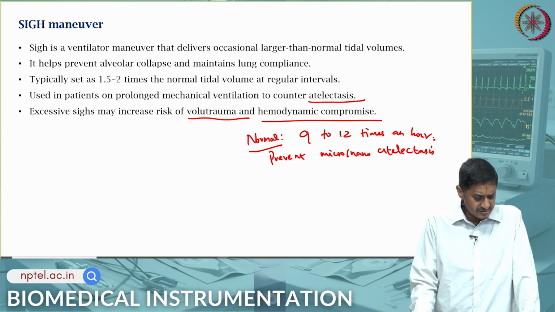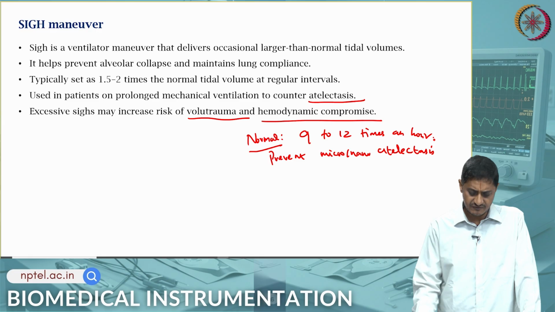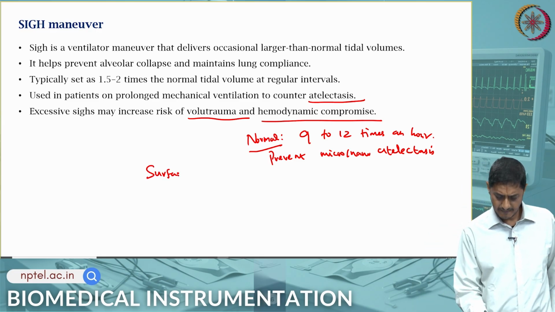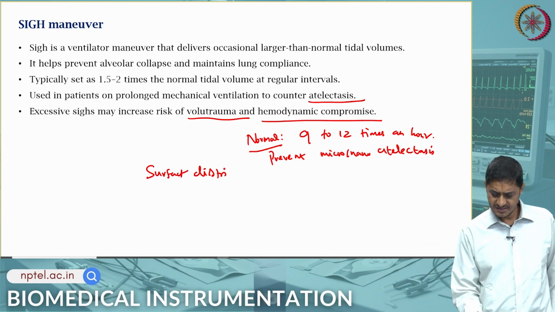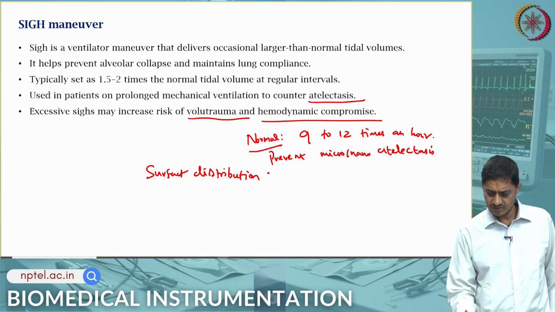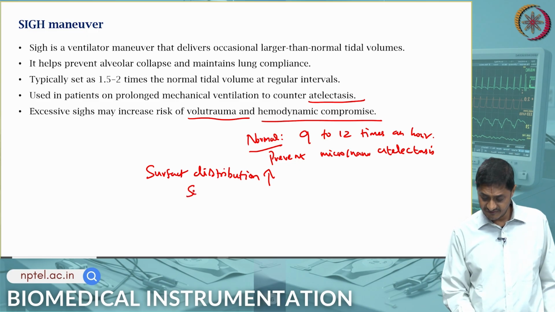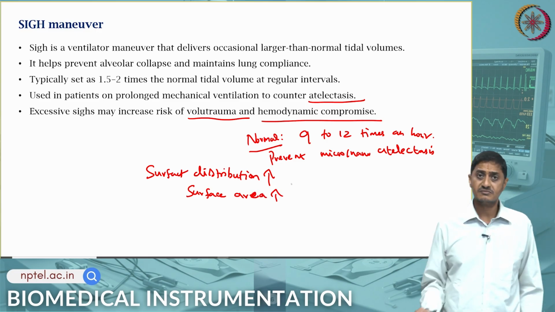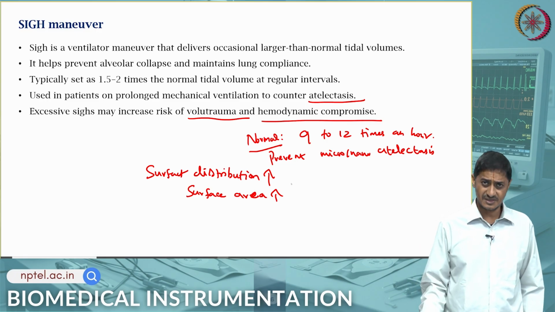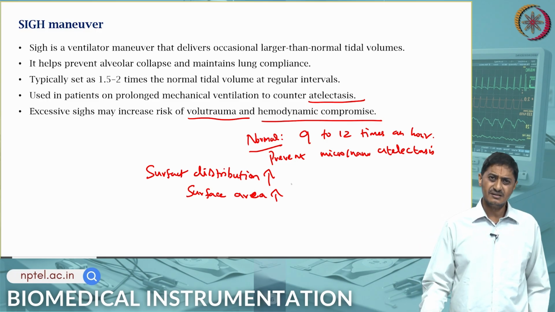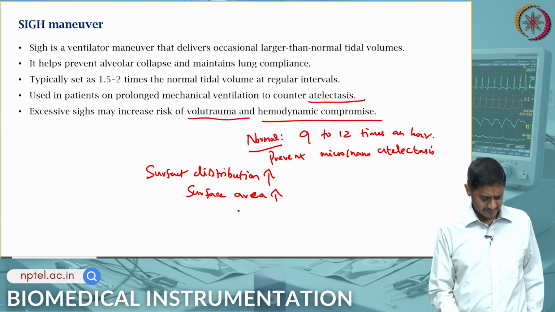The idea is to improve this by 1.5 to 2 times. What will this do is, it will improve surfactant distribution. Surfactants will be distributed more if you do the sigh maneuver, right. It will also increase surface area, is it not? Because as more and more alveoli become open from collapse, surface area will increase. That is the whole idea, and it essentially ensures mechanical spreading.